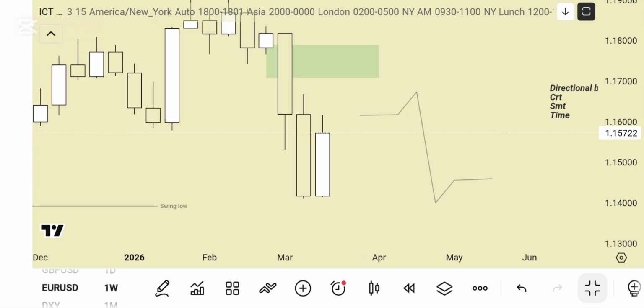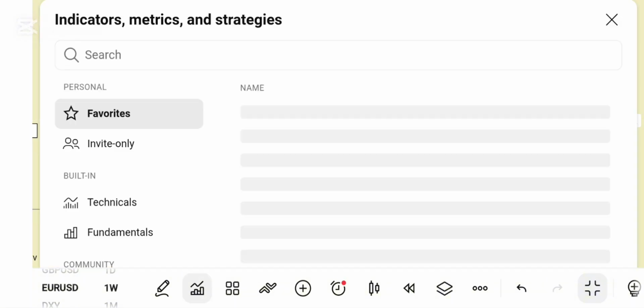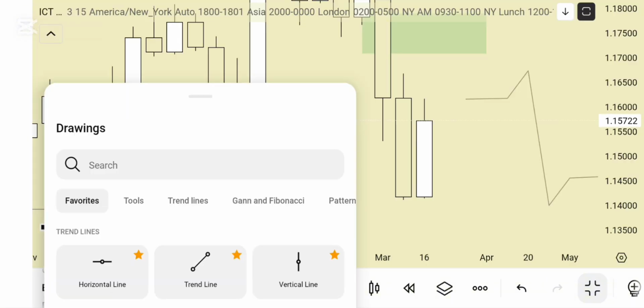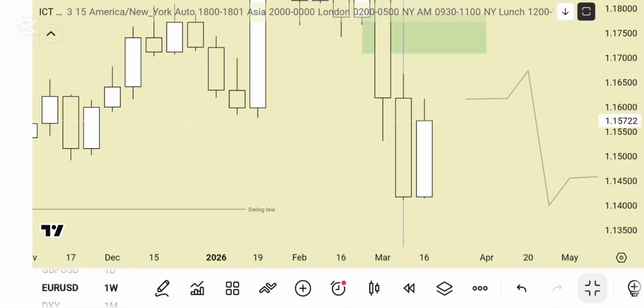Okay, now let's break it down. First of all, you need a vertical line here. Let me take this out. You need a vertical line. This. Now we move to the daily time frame. Remember, every week has up to 5 days, not even 7.